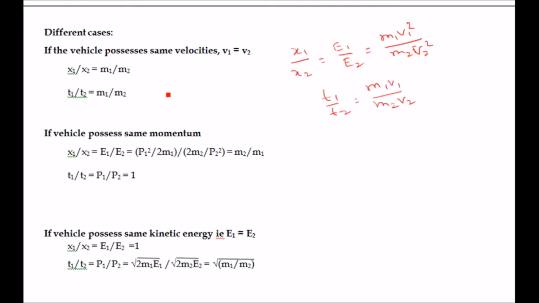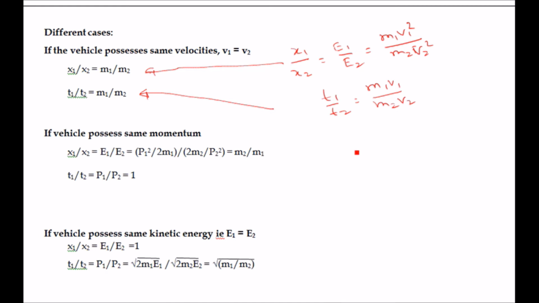So now we will see the different cases. First is, if the vehicles have the same velocities, that is v1 and v2 both are same, then what will be the ratio of their stopping distance? For the same velocity, v1 by v2 is equal to one, and the ratio comes in terms of m1 divided by m2. So stopping distance is equal to m1 by m2, and stopping time is also in terms of m1 by m2. So the ratio of stopping distance and stopping time is the same.